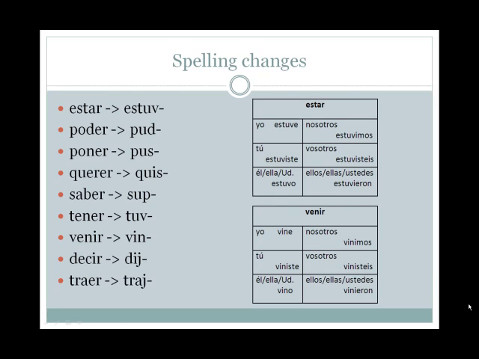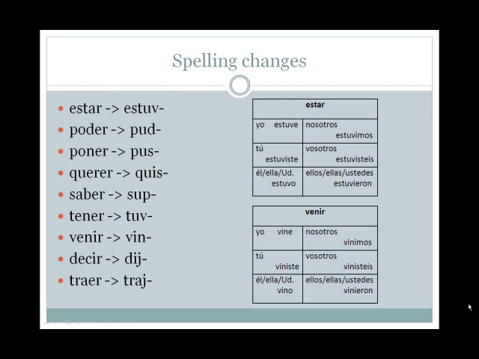So here are the spelling changes. For estar, the stem changes to ESTUV. Poder, PUD, poner, PUS, querer, QUIS, saber, SUP, tener, TUV, venir, VIN, decir, DIJ, and traer, TRAJ. And then it takes these endings, the e, iste, o, imos, isteis, ieron, that you learned with the verb hacer in the preterite tense.